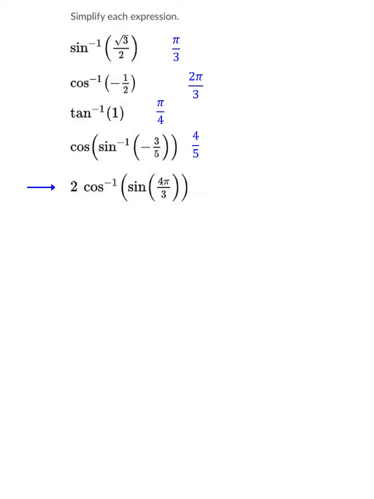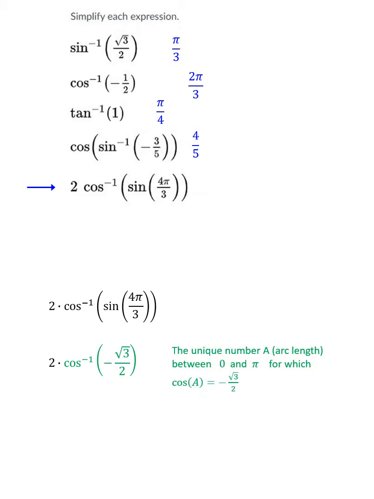Finally, let's go ahead and do the last of 5 problems here. It's worth noting that I have a function inside of a function multiplied by 2. So I'm going to start by working from the inside out and save my multiplication for last. First, I need to compute the sine of 4 pi over 3. If you know your unit circle well enough, you'll be able to find that. Next, we have to find the inverse cosine of that result. Here's the definition again.